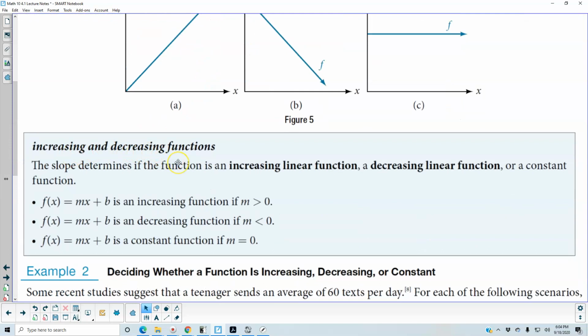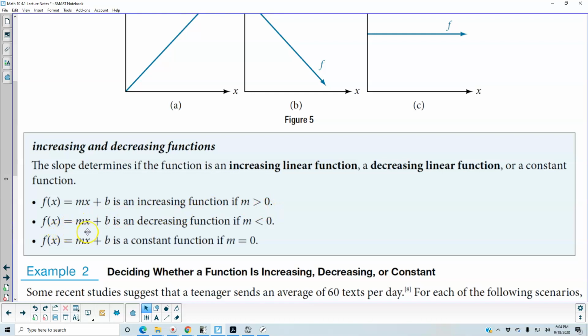Now increasing and decreasing functions. The slope determines if the function is an increasing linear function, a decreasing linear function, or a constant function. The first scenario, f of x is equal to mx plus b, is an increasing function if m is positive, meaning it's greater than 0.